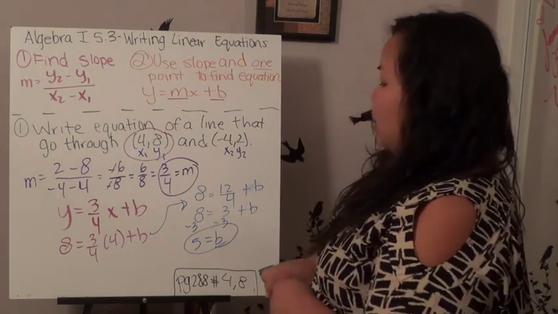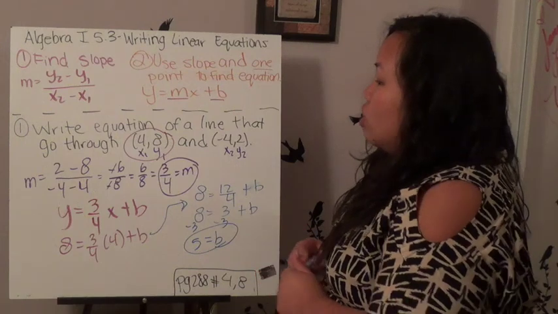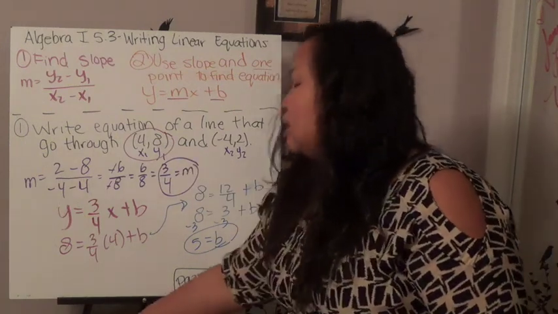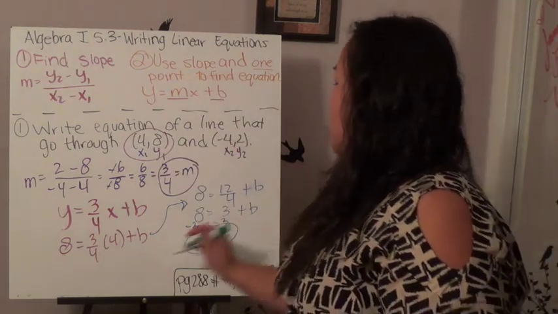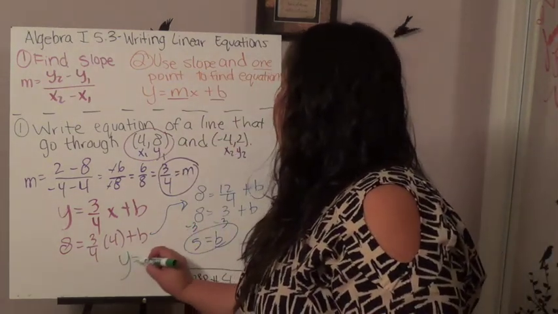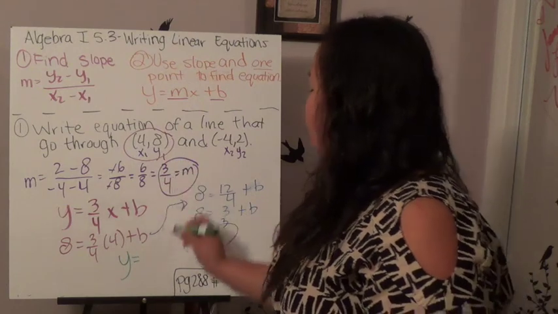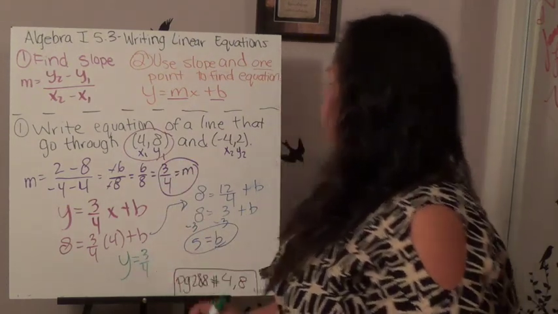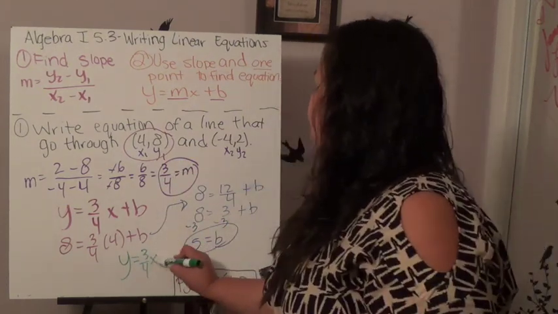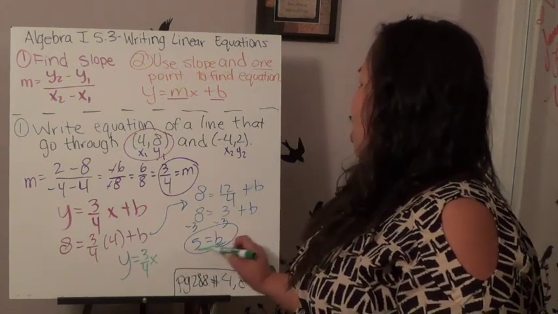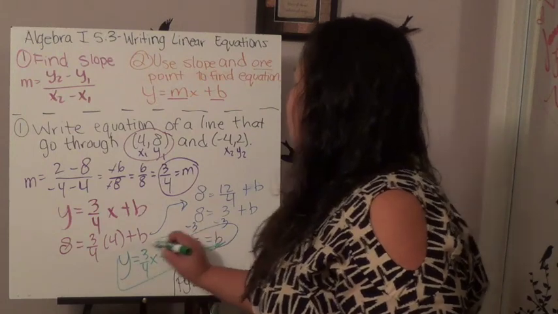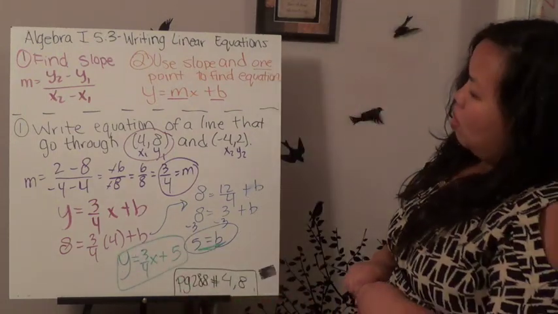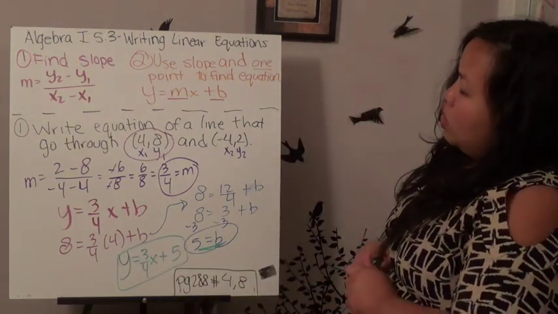Now, I have my second part. Now, I don't need to use 4 and 8 anymore. I only use it to get my last part of my magic equation, and I plug it in. Y equals my m, which is 3 over 4. Okay? X, because I don't need the y and x anymore. And then plus my intercept, 5. Right? So this is a combination.